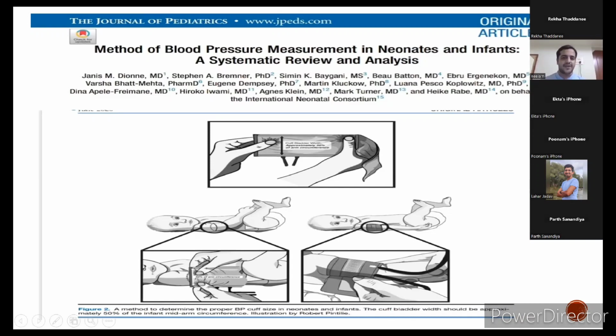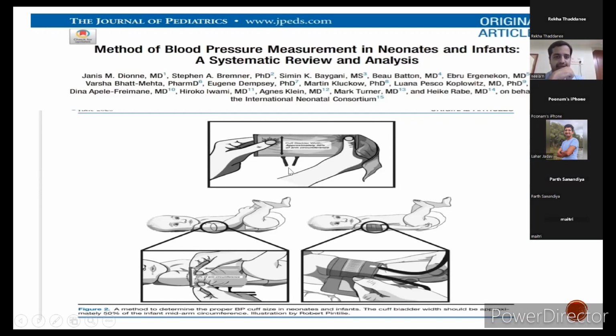That is not reliable. Your cuff size should be appropriate. How do you decide the appropriate cuff size? For that, this is the width. This black line where I have kept my pointer is the width of the cuff. The width of the bladder cuff should be 0.5 of the mid-arm circumference. It is written below also that 50% of the baby's mid-arm circumference should be the width of the bladder. Only when you measure BP with such a cuff will it be reliable.